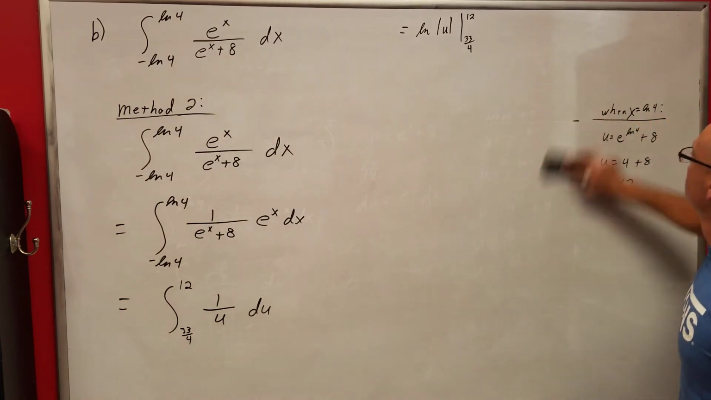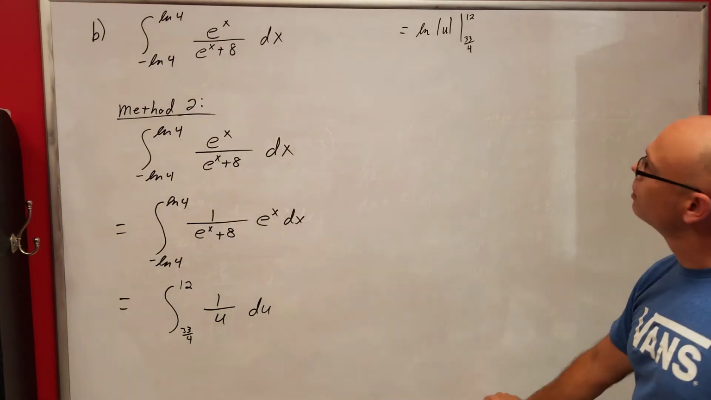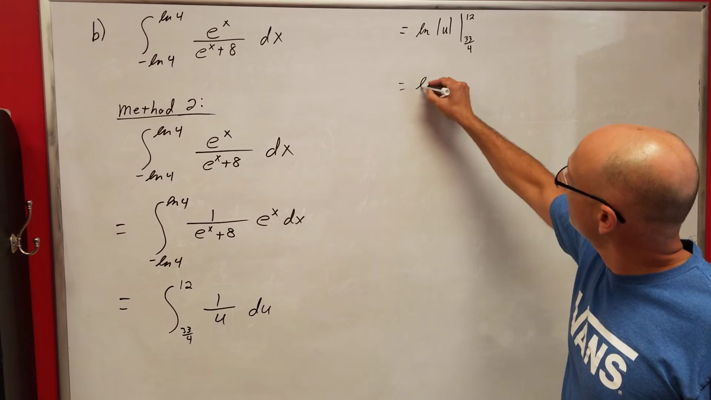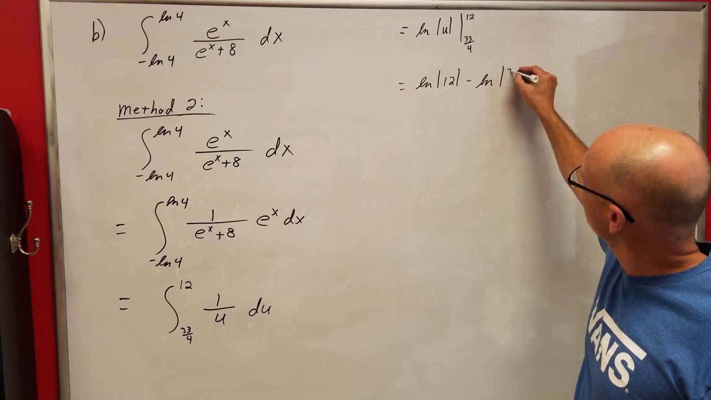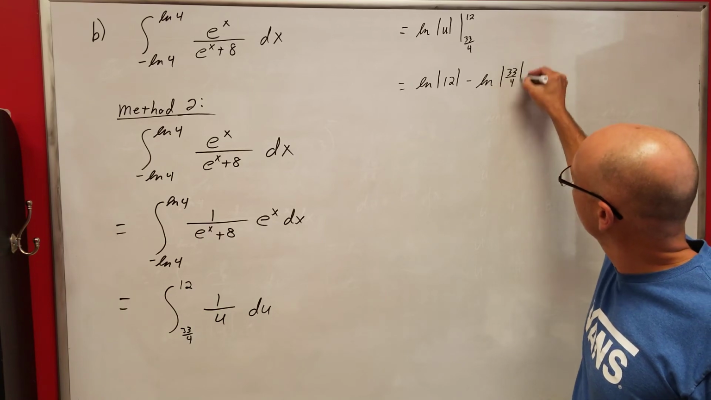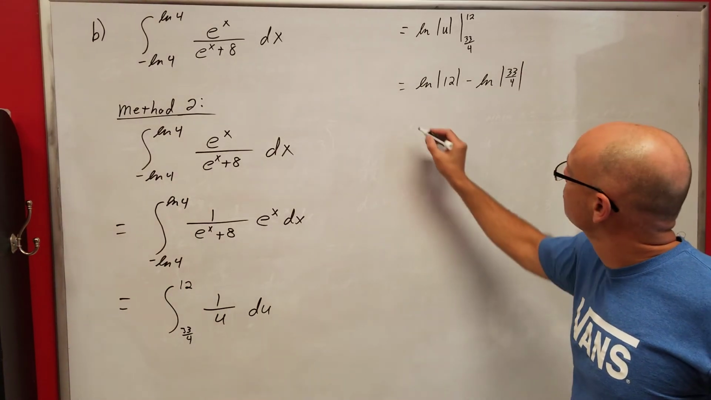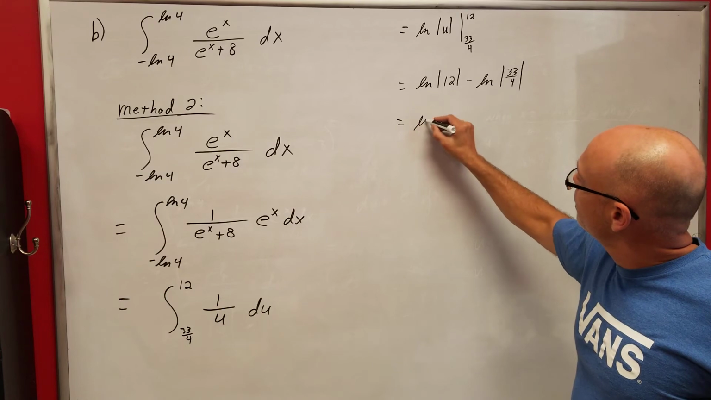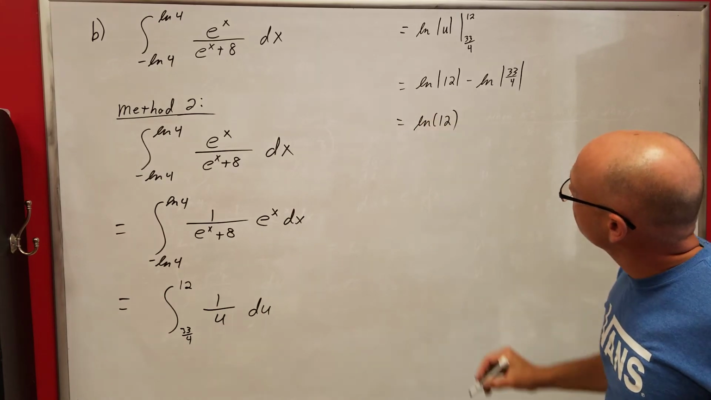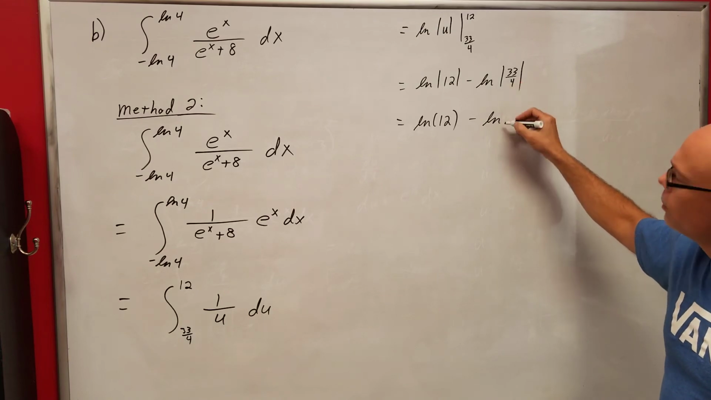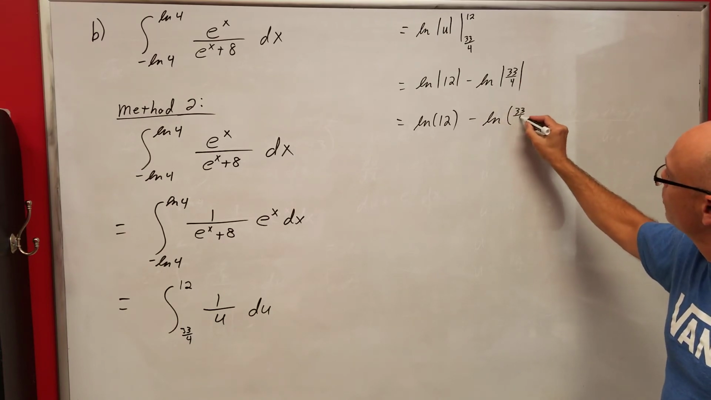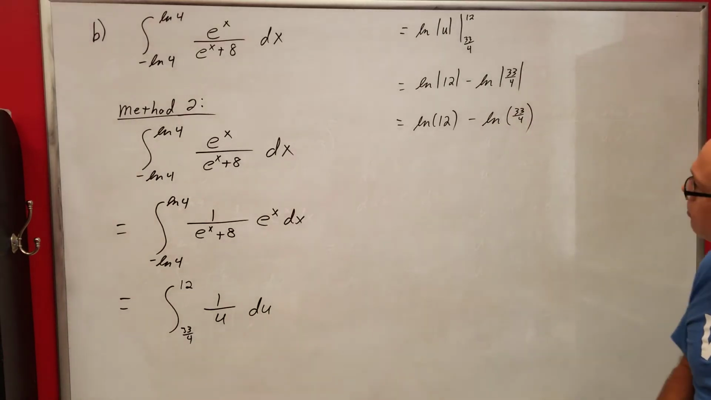Okay, let's see what we get now whenever we do the math here. This is going to be the natural log of the absolute value of 12 minus the natural log of the absolute value of 33 over 4, right? Well, the absolute value of 12 is just 12. The absolute value of 33/4 is just 33/4 without absolute values.